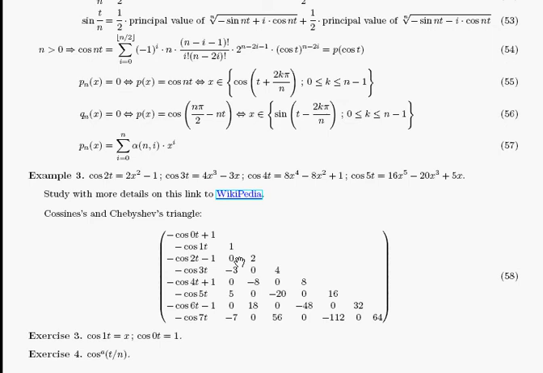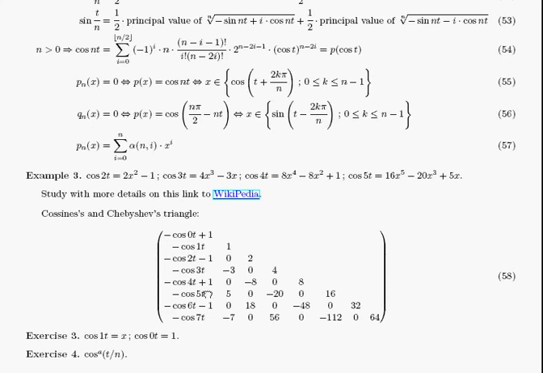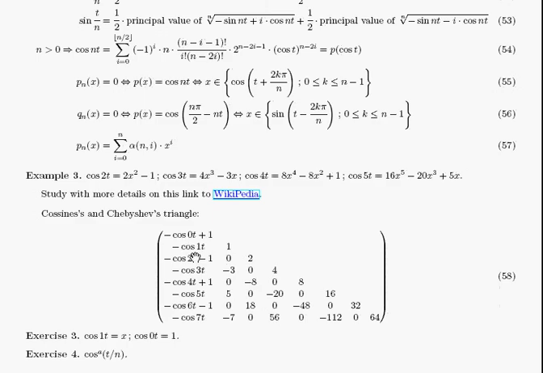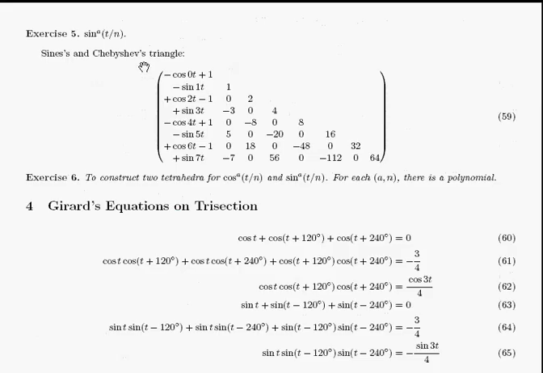Exercise. Cosine of 1t is x. Cosine of 0t is 1. Exercise. Power it to a. We will know how to power it to a. And the sines are the same thing, where we substitute the cosine of nt by the cosine of nπ/2 minus nt. We have to do the calculations, and the signs are minus 0, minus 1, plus 2, plus 3, minus 4, minus 5, plus 6, plus 7.